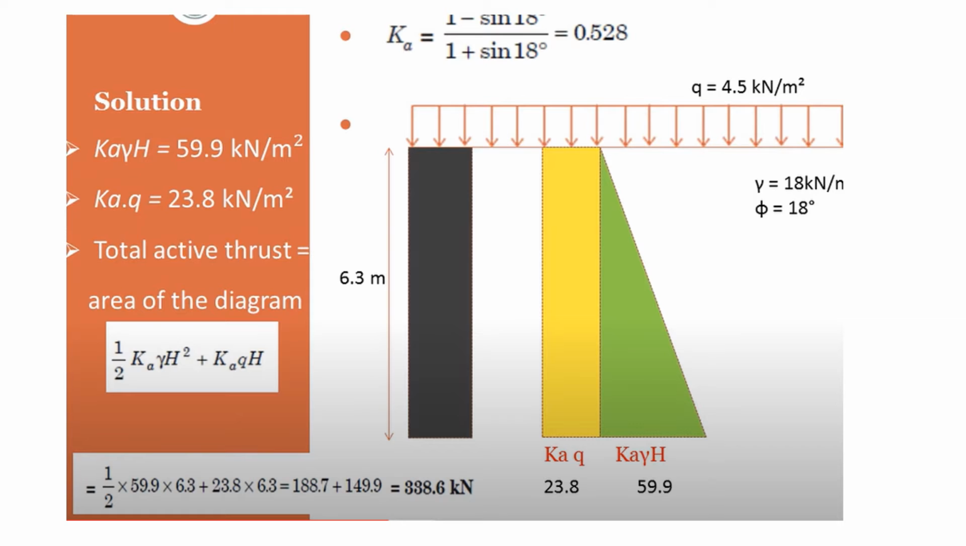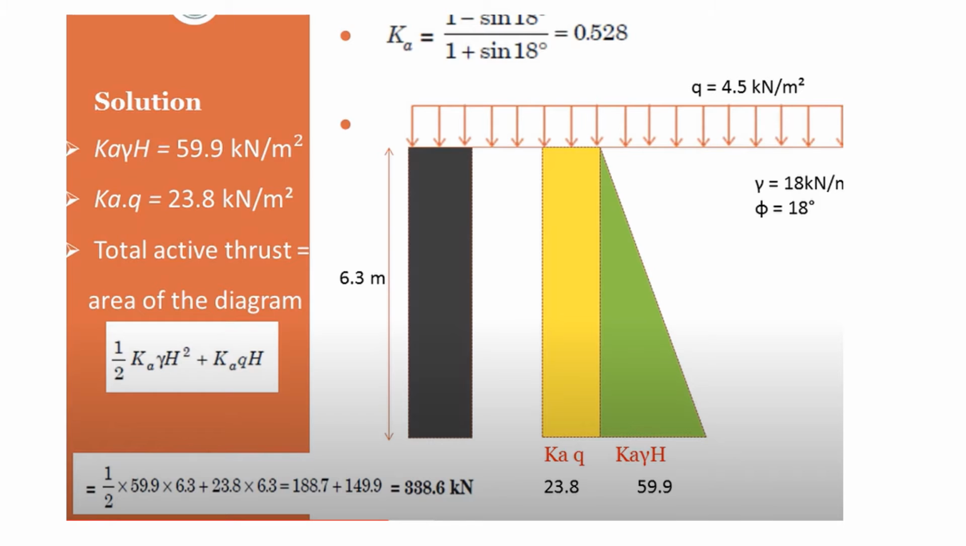And the values corresponding to each of these are, first of all, the pressure due to surcharge is given by Ka into Q, which is 23.8 kilonewton per meter square, and the active earth pressure due to the backfill, which is given by Ka into gamma h, and by substituting these values we will be getting 59.9 kilonewton per meter square, where Ka, that is the coefficient of active earth pressure, is calculated with the help of the formula 1 minus sine phi divided by 1 plus sine phi, where phi is the angle of internal friction whose value here is given as 18 degree.